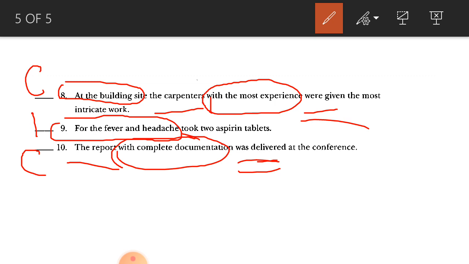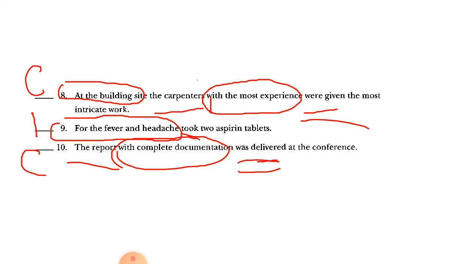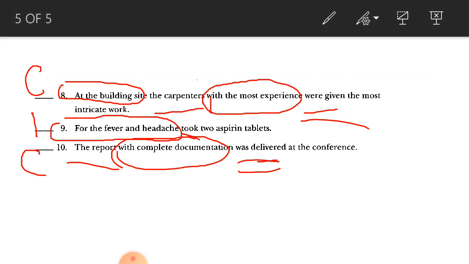So as I said, the sentence in English must have a subject and a verb, and an object of a preposition is not a subject.